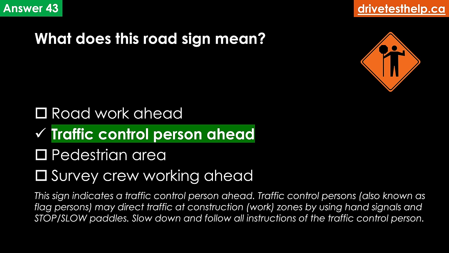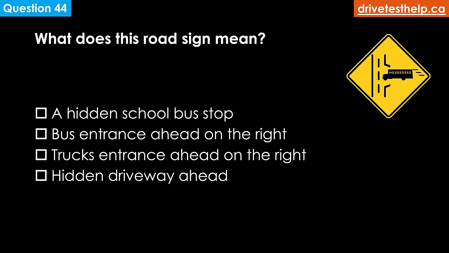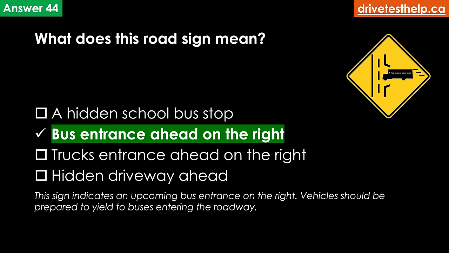What does this road sign mean? A hidden school bus stop, bus entrance ahead on the right, truck entrance ahead on the right, hidden driveway ahead. The correct answer, bus entrance ahead on the right. This sign indicates an upcoming bus entrance on the right. Vehicles should be prepared to yield to buses entering the roadway.